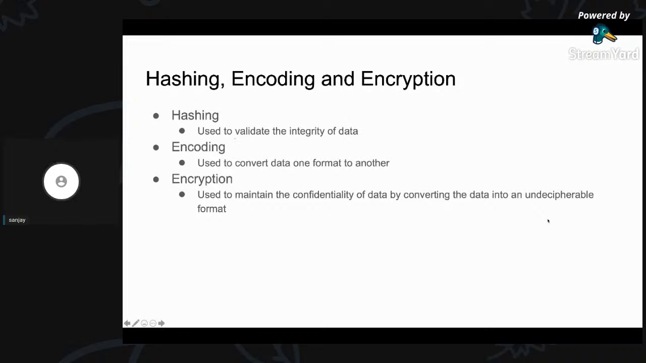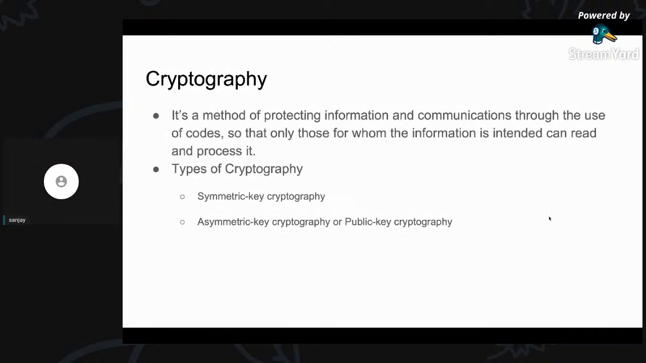Another thing is encoding. It's used to convert data from one format to another format. Usually we see the base64 format. Encryption is the process to maintain the confidentiality of data by converting the data into an undecipherable format. Cryptography is a method to protect the information which is communicated over the internet. There are two types of cryptography. One is symmetric cryptography, and the other is asymmetric key cryptography, which is also known as public key cryptography.